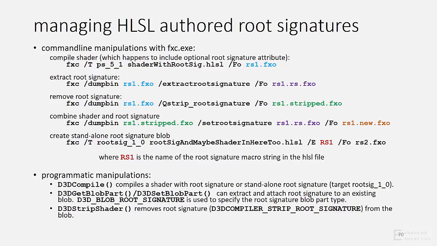Now if you have a standalone shader and a standalone root signature binary, you can combine them, as in this example, which outputs a new binary, rs1.new.fxo, that contains both the shader and the root signature combined. And so this is now the equivalent of the original rs1.fxo.